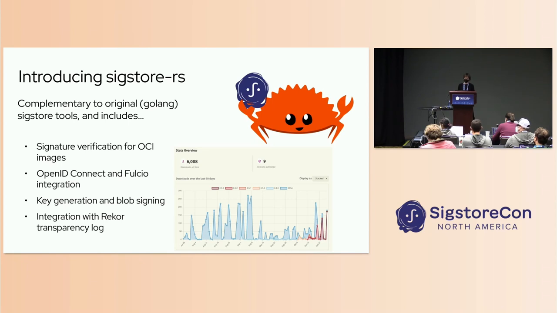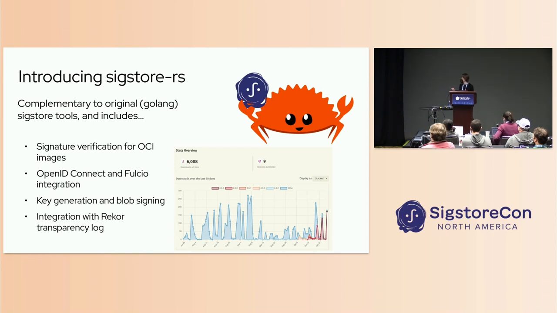Even though we're still very much in active development, we have a lot of features available that people can already use. For example, we have signature verification for OCI images. We've got integration with Fulcio using the OIDC flow. And recently, in the past month or two, we've now got a key interface that has key generation and signing for blobs. And we've also got integration with the Rekor transparency log. So that is pretty exciting.